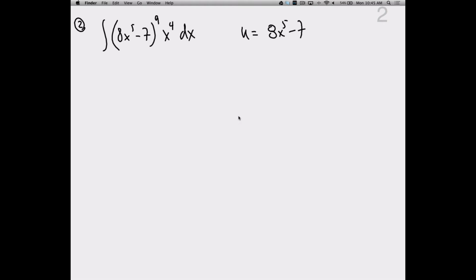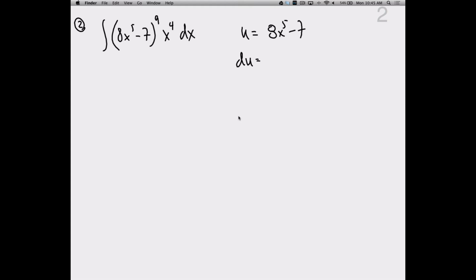No. How many people think you should raise it to the 9th? How many people think he shouldn't? How many have no clue what's going on right now? Excellent. We'll do it right, and this is the correct way to do it. If you raise it to the 9th power, you get a big, ugly, nasty derivative, and it doesn't work out so well. This is the correct u to choose.